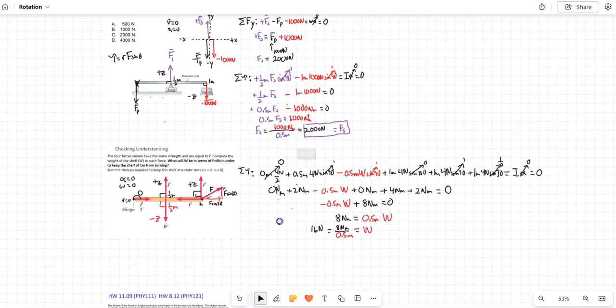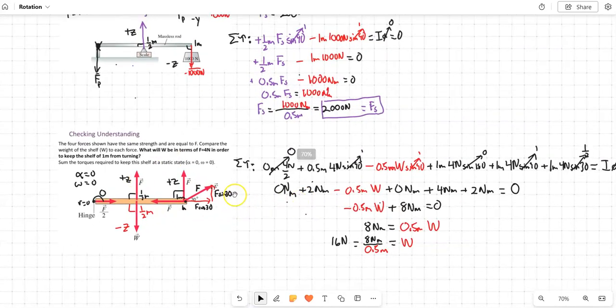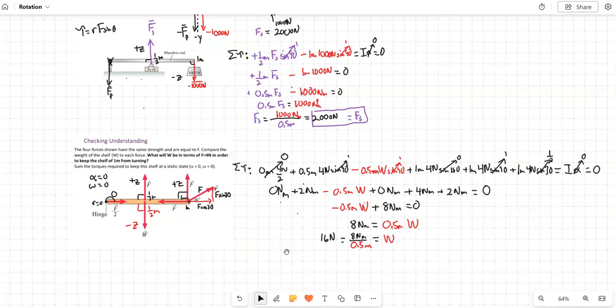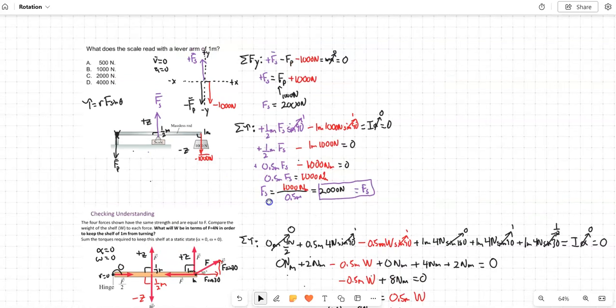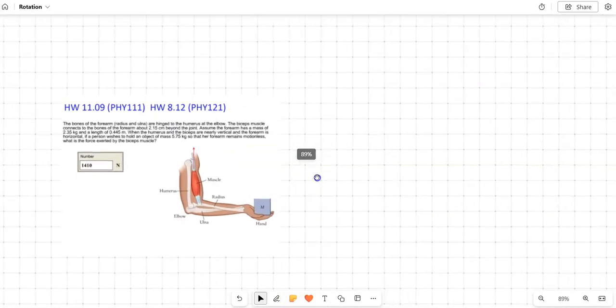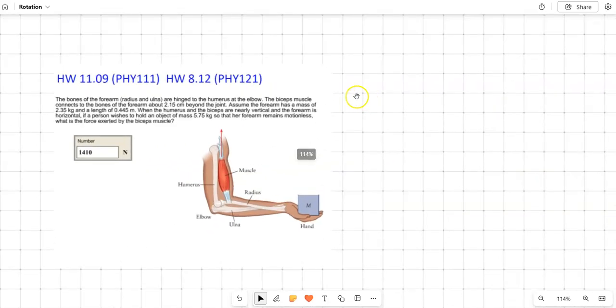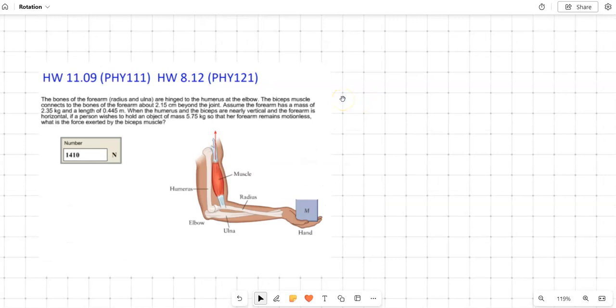So that's probably one of the hardest problems you could do. And that just illustrates how you sum your torques very carefully, right? So moving right along, let's do some problems that you would run into in the homework. So here's a really good problem.